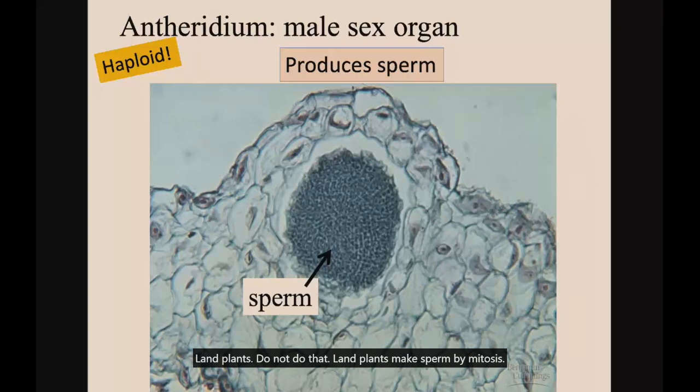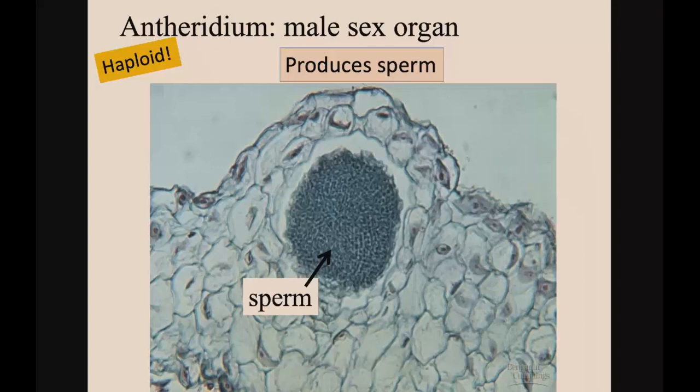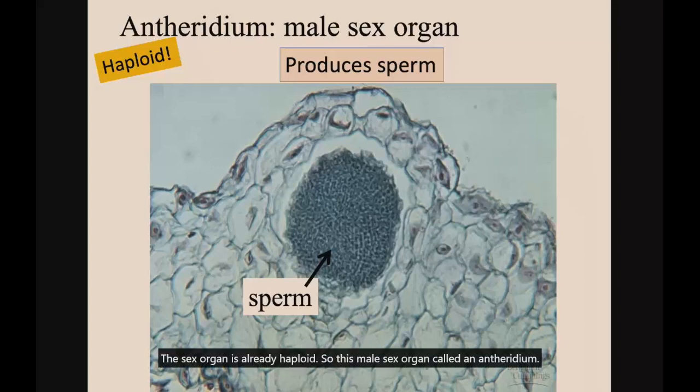Land plants make sperm by mitosis. That's because the sex organ is already haploid. So this male sex organ, called an antheridium, is already a haploid structure. And this is mind-bending, I know, it's warping.